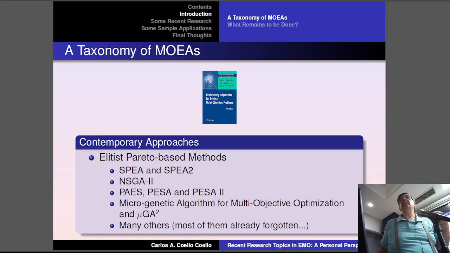So when you try to implement the algorithm based on the description of the paper, there are normally details that are missing, and you have to fill these details, and then something may go wrong when trying to do that. So releasing the code was very important at that time. There were many other algorithms like the Pareto Archive Evolution Strategy, the Pareto Envelope Based Search Algorithm, the microgenetic algorithm that we proposed for multi-objective optimization in the year 2001, and so on. Most of these algorithms have been forgotten already.